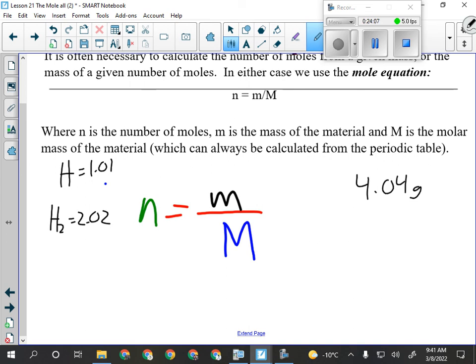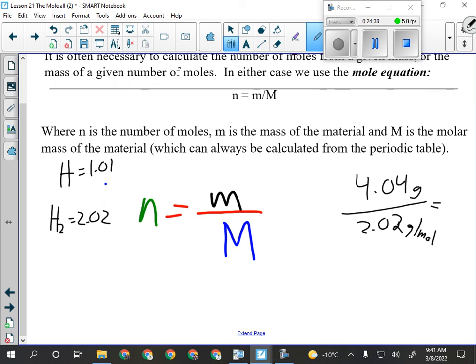If I have hydrogen gas, this is the stuff I'm dealing with. So the molar mass would be 2.02. How many moles do I have? 2. I have 2 moles of that stuff, because I'm dividing grams by grams per mole. So the grams cancel, and left is the number of moles. Everybody kind of follow what we're doing there?